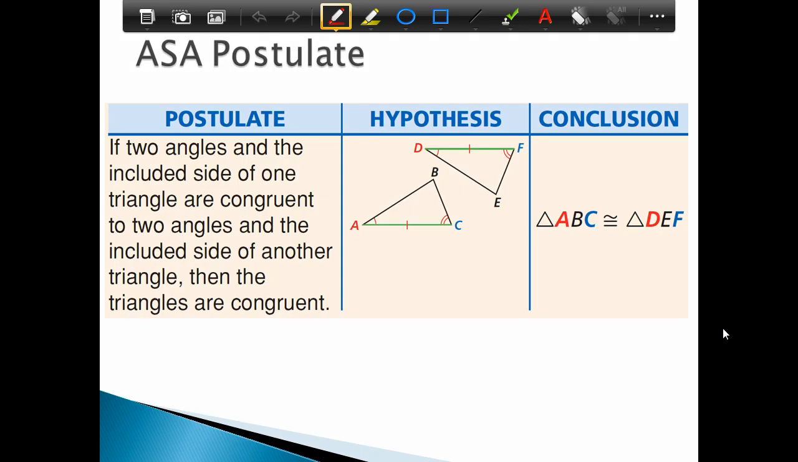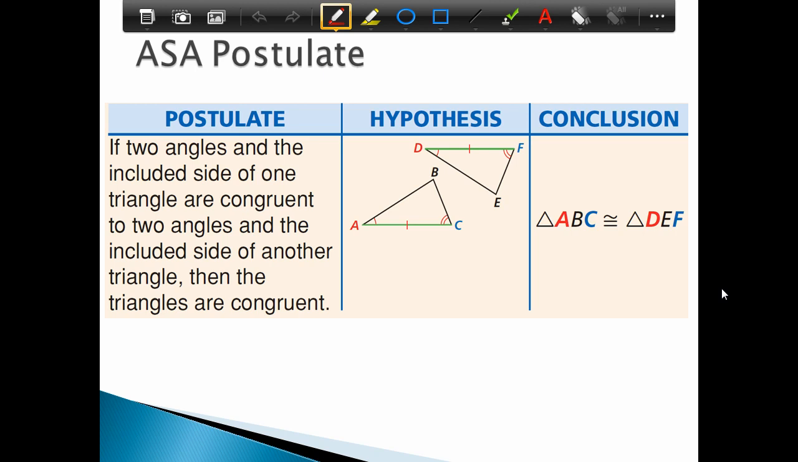Our first acronym of the night, we have ASA. The ASA postulate stands for angle, side, angle. So we're going to look at 2 angles with the side in between them. That's why it's angle, side, angle. So if you look at your old pictures there, we have our postulate. It's 2 angles and the included side.